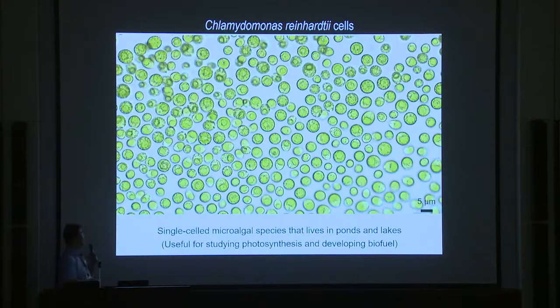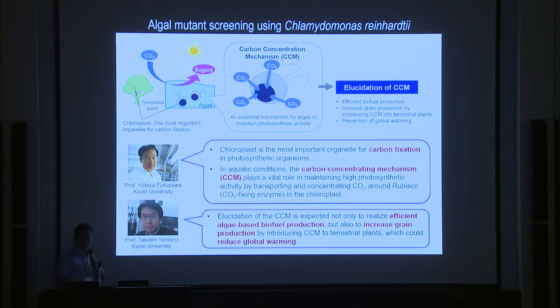Okay. And we demonstrated 2 applications based on the technology. The first application is this Chlamydomonas. It's a microalgal species that lives in ponds and lakes. It's very good for biofuel research and also for studying photosynthesis. And these collaborators want to study the so-called CCM, carbon concentration mechanism. It's a kind of mechanism that fixes CO2 in the body.